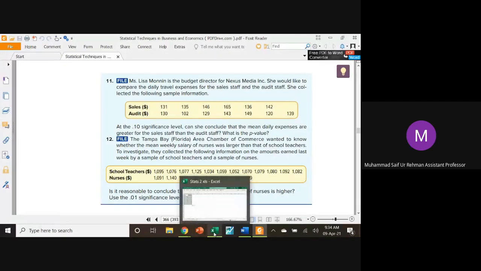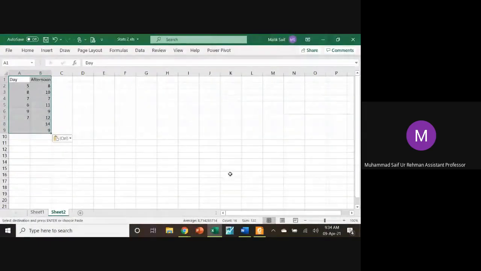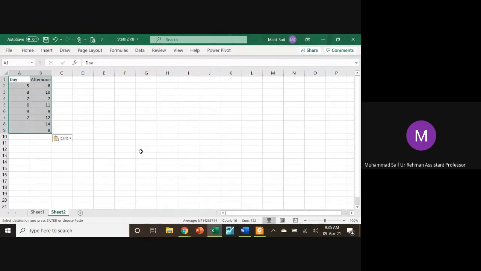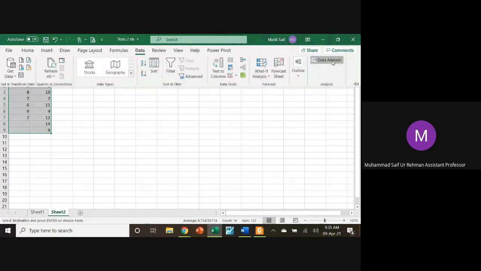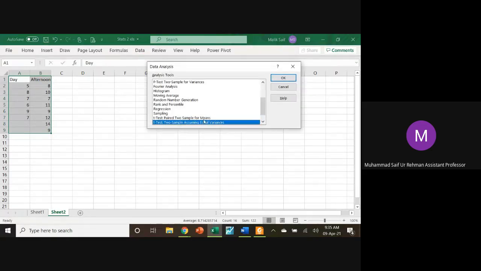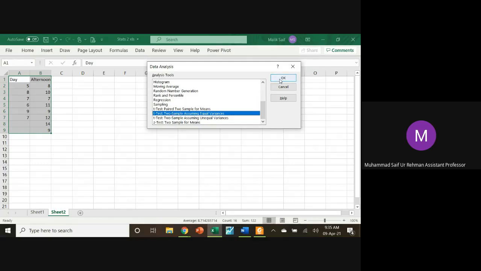Okay, so you can also find out the same results using Excel. I have written these values in Excel. So let us find whether what we have done is correct or not. You will click Data Analysis. Here, t-test: two-sample assuming equal variances. We have assumed equal variances of the population. So you will click this, then click OK.